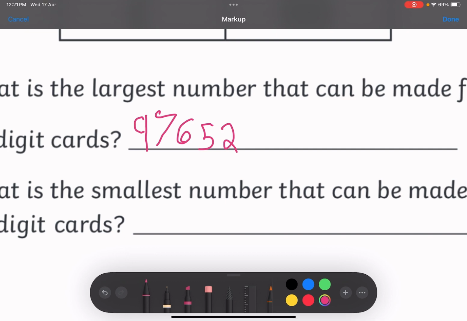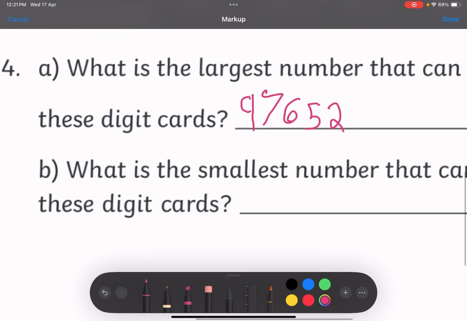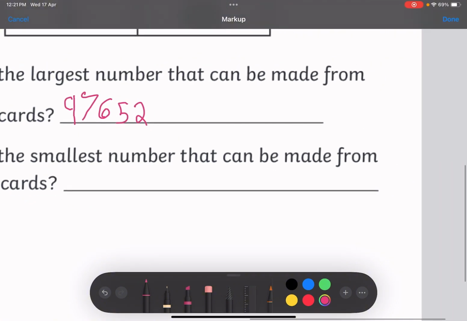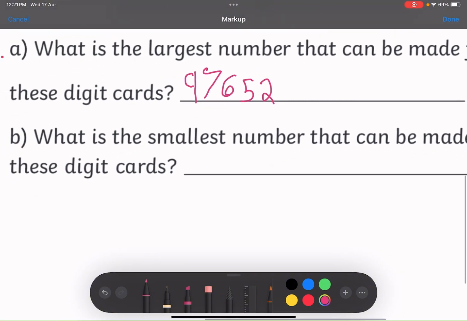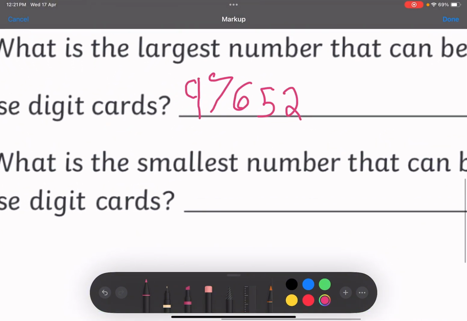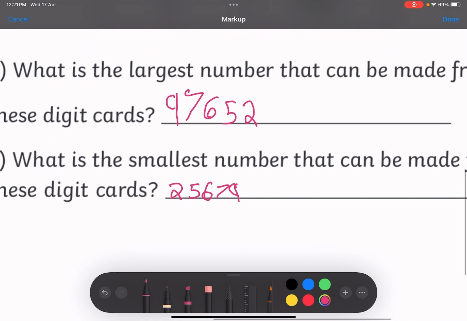And then we just flip the number around. What is the smallest number that can be made from these digit cards? Then you just flip it around. 2, 5, 6, 7, 9. There you have it.